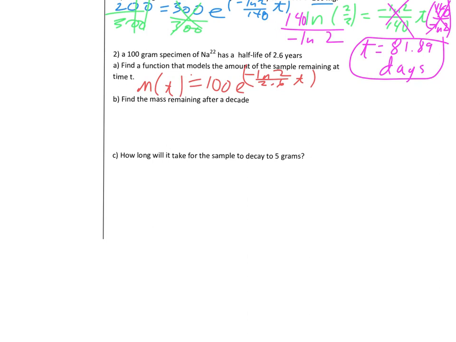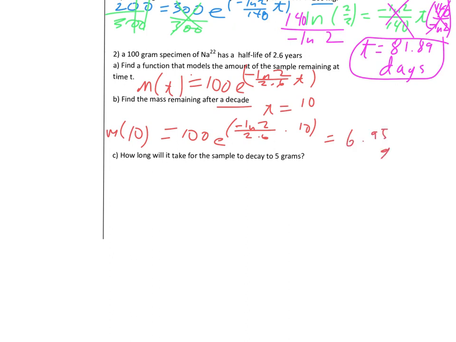So once again, going with our formula there, we know that r is defined by negative ln2 divided by whatever the half-life is. All right, after a decade, we know that a decade is meaning that it's 10 years. So I'm just going to do m of 10. Okay, 2.6 and then times 10. And we'll just type that into the calculator and see what we get. So when I typed that in the calculator, I got 6.95, and that is going to be in grams, because as you can see there, the initial mass was in grams as well.